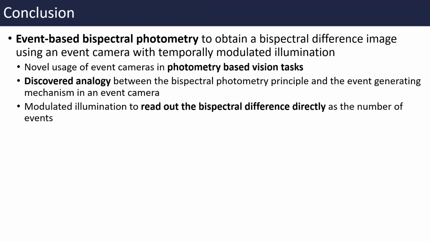We proposed event-based bispectral photometry to obtain a bispectral difference image using an event camera with temporally modulated illumination, based on the analogy between the bispectral photometry principle and the event generating mechanism. The design of a modulation allows to read out the bispectral difference directly as the number of events. Finally, we verified the feasibility of the novel usage of event camera in photometry-based vision tasks.